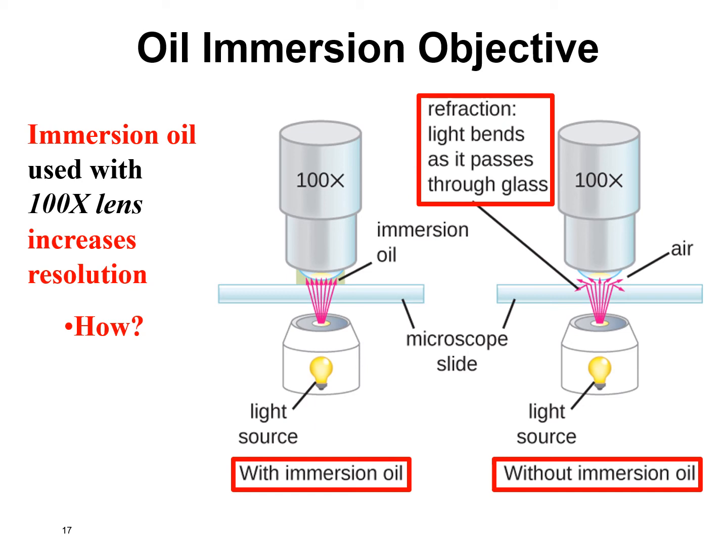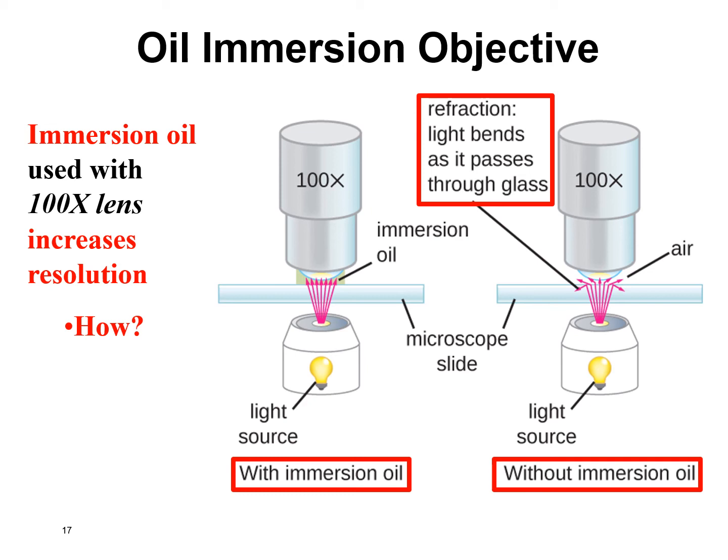The reason for that is if there's just air there between the microscope slide and the 100x objective lens, the air has a different refractive index. And so when the light goes from the glass, hits the air, it's going to refract and bend. And a lot of that light that went from the specimen will then miss the objective lens and won't make it into the objective lens. And so you're going to miss all that detail. And so then the image that you're seeing is not going to be very sharp or detailed.